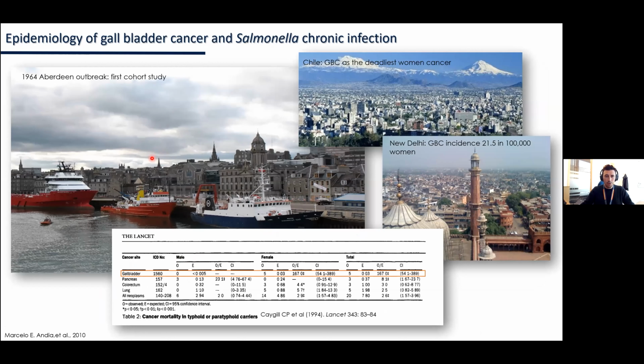This is a nice story. A cargo of contaminated meat from South America landed in Aberdeen. There was an outbreak of typhoid fever, and 25 years later, there were a number of cases of gallbladder adenocarcinoma. This association was found again also in Chile and in India, demonstrating strong epidemiological evidence that associates chronic carriers of Salmonella Typhi and Paratyphi with the onset of gallbladder adenocarcinoma.